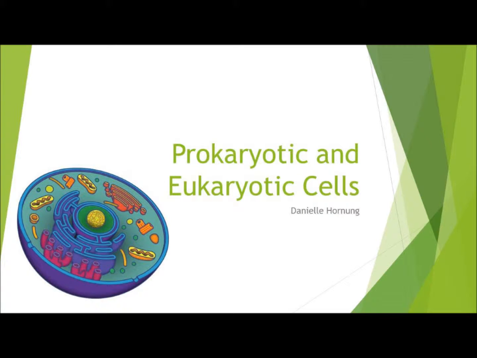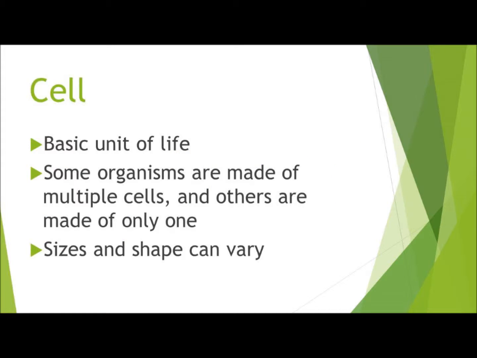Today we are going to talk about prokaryotic cells and eukaryotic cells. Before we can start talking about prokaryotic cells and eukaryotic cells, we have to know what cells are. Cells are the basic unit of life. Some organisms are made up of multiple cells, while others are made up of only one cell. The sizes and shapes of these cells can vary.